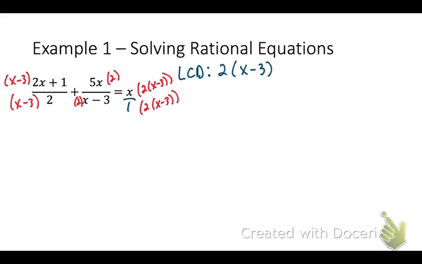Okay, so for my first fraction, I'm going to have to do FOIL or box method with the numerator because I have x minus 3 times 2x plus 1. So if I FOIL that out, here's what we get. And just leave the denominator like it is. No need to distribute the 2 in. Okay, for my second fraction, I'm multiplying the top and bottom by 2.